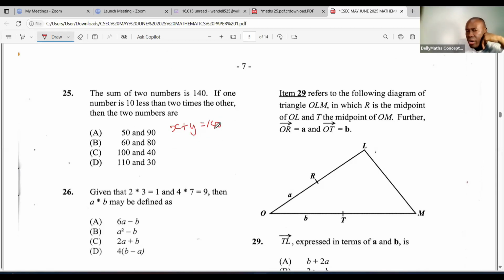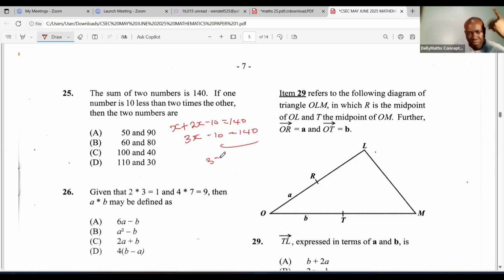So you could say x plus y is 140. Now, if one number is 10 less than twice the other, let us say we don't know which one, but it doesn't matter. So 2x minus 10, if I call this y. So I'm saying y is going to be that. So I could substitute that here and solve the problem, to get one of the numbers, and then you could get the next one. So that's just one way. That's just using algebra.